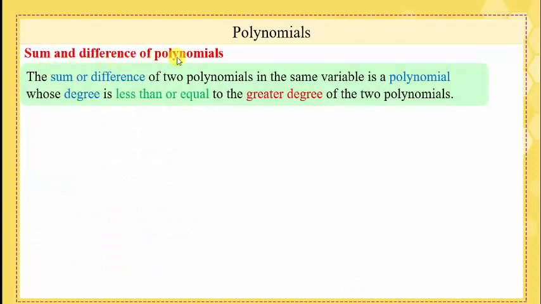Sum and difference of polynomials. The sum or difference of two polynomials in the same variable is a polynomial whose degree is less than or equal to the greater degree of the two polynomials. Example.